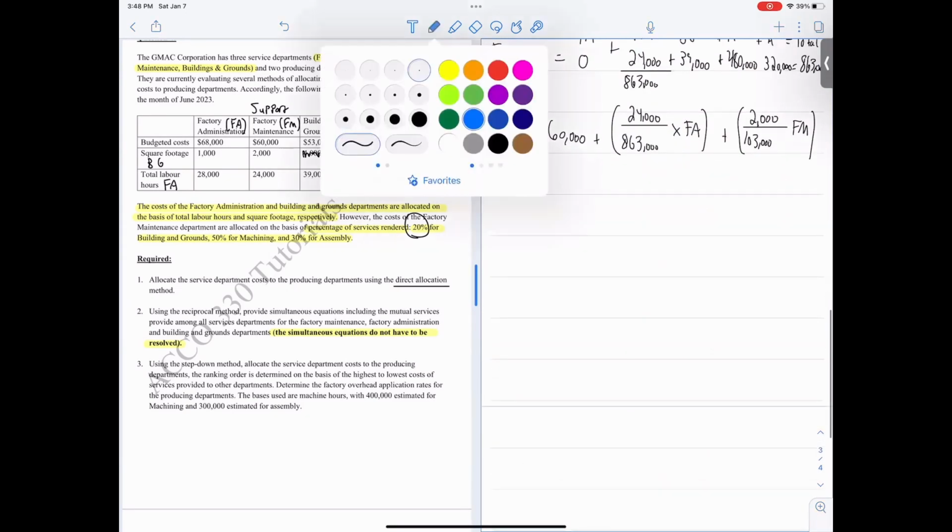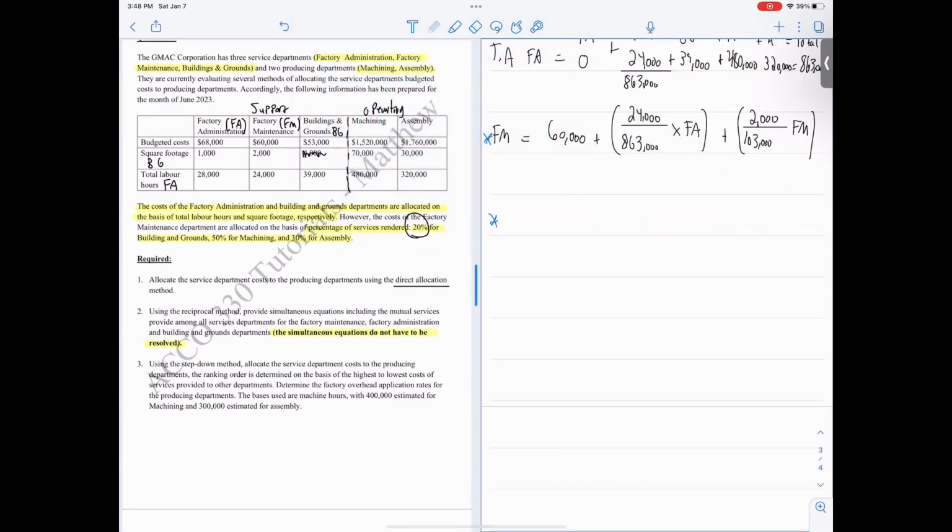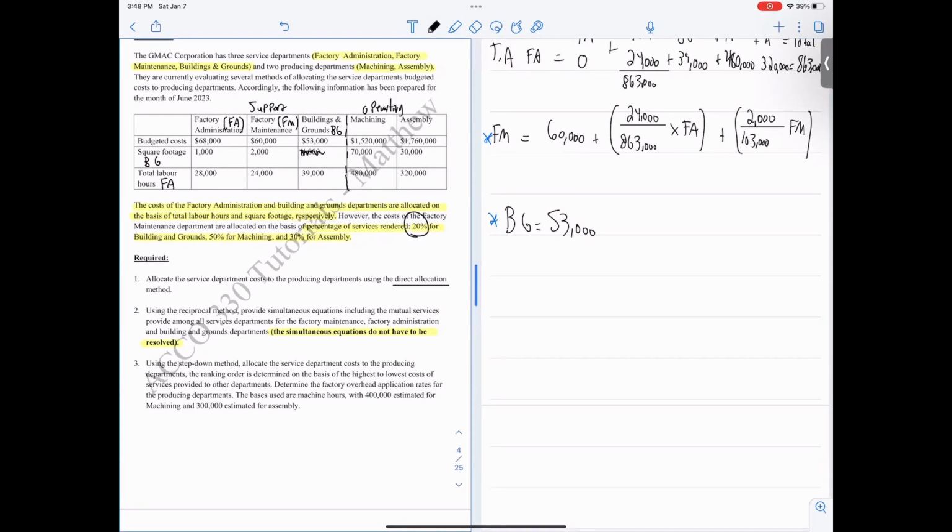Now, last but not least, guys, we have building and grounds, and then this required is done. So I made it look much easier than what it was, guys. Make sure you go redo this question because it's actually very tricky. Our cost before allocation for building and grounds is 53,000.